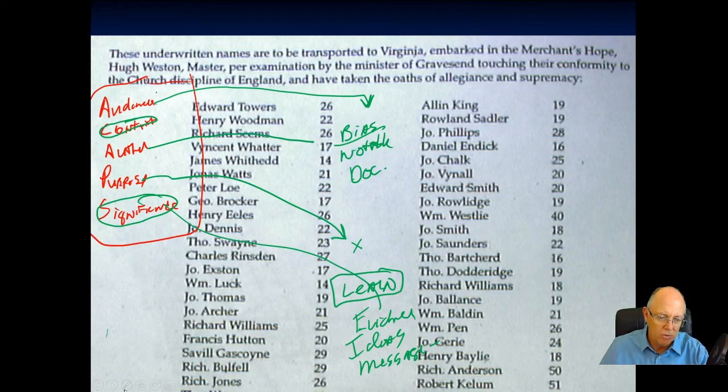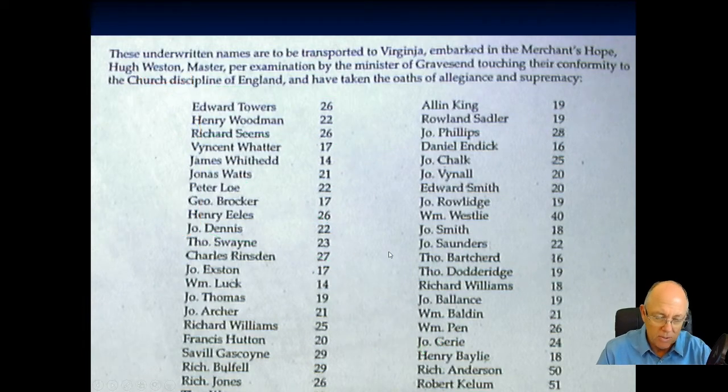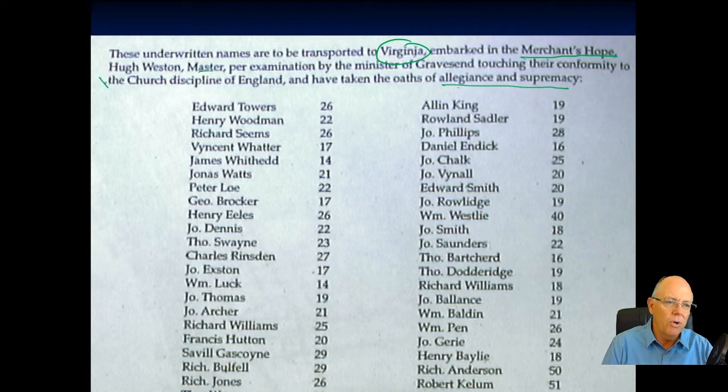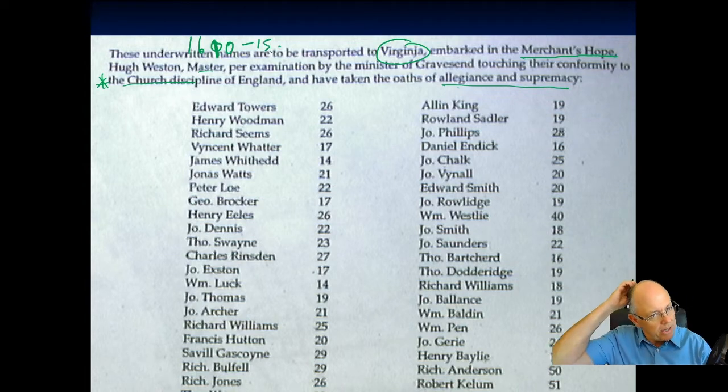We're going to be using this the whole year, so try to get it down now. All right, so if we look at this document, we read the headings and the words, and then look at it. These underwritten names are transported to Virginia, embarked in the Merchant's Hope. That's the name of the ship. Hugh Weston is the master. Okay, so he's the captain. Per examiner and missioner of Gravesend, touching the conformity of the church discipline in England, have taken the oaths of allegiance and supremacy. You don't know if this is important. I'll tell you, it's not really that important. So this is going to Virginia, and it doesn't have a date, but let's say it's 1610 or 1615.